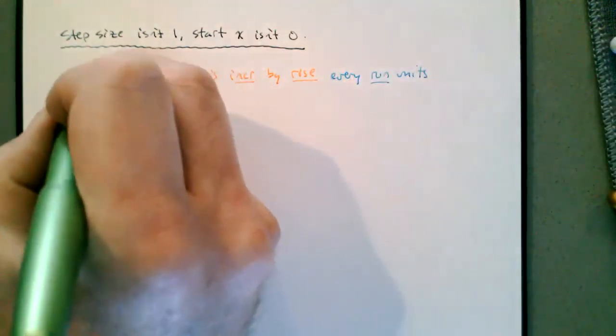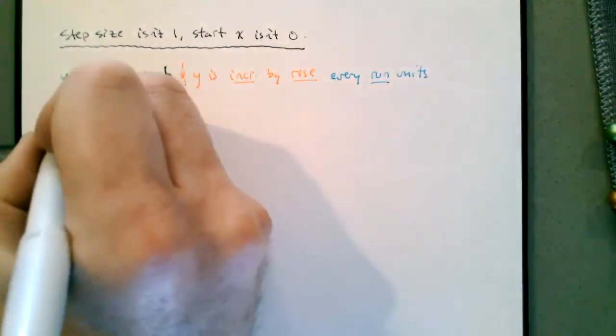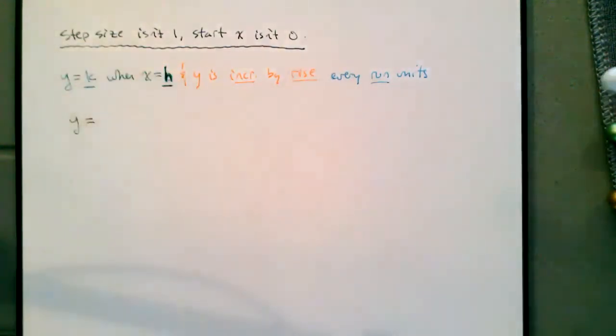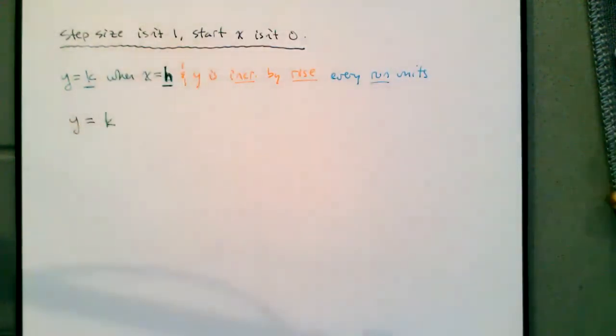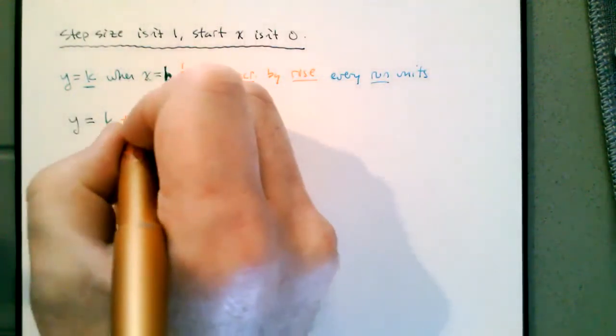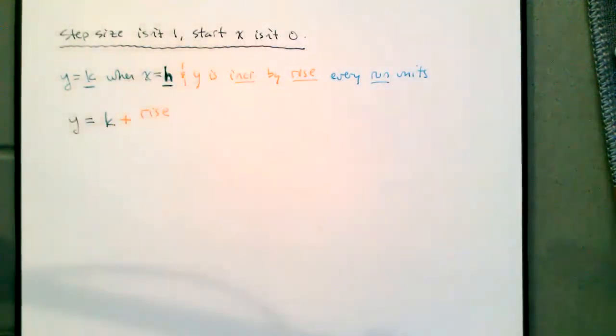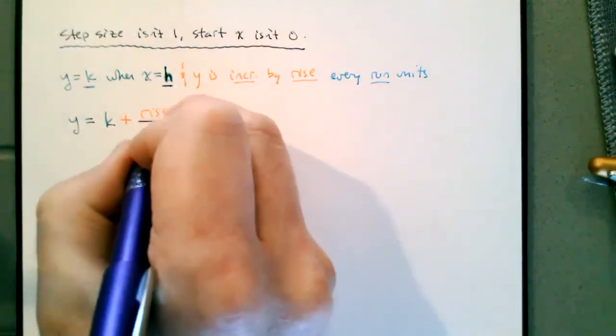Here's our new starting place. Then the equation that we write, we'll say y is equal to k, because that's where y starts. And then we write down what's happening to y. We're increasing by the rise. And because it's a linear function, we can just divide by the run every run units.